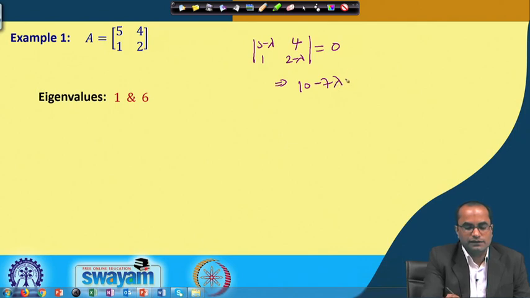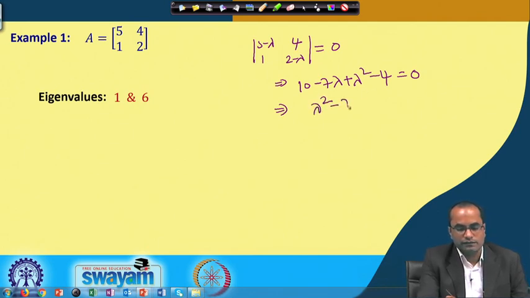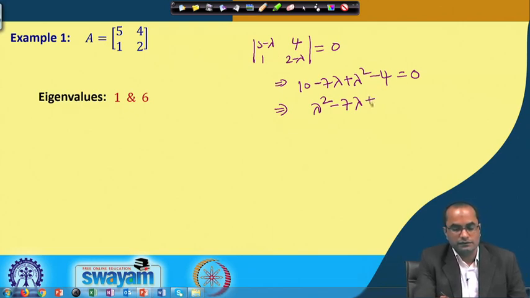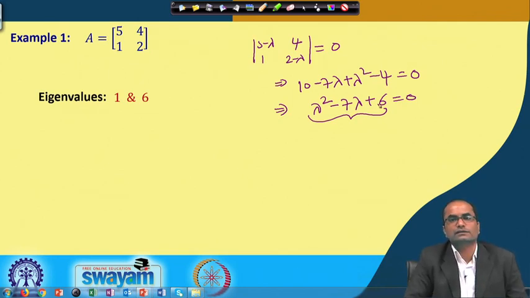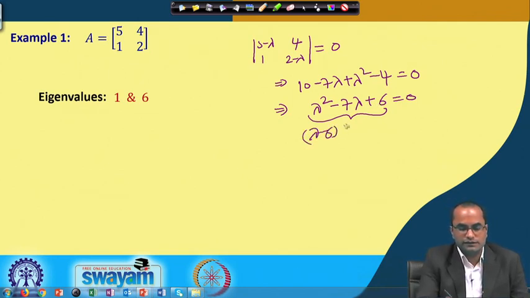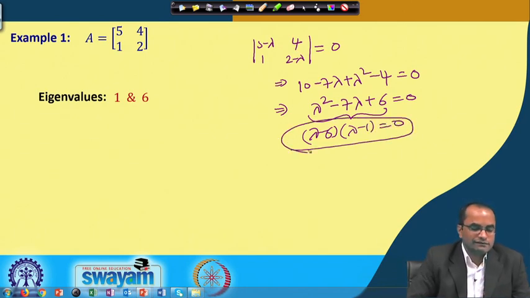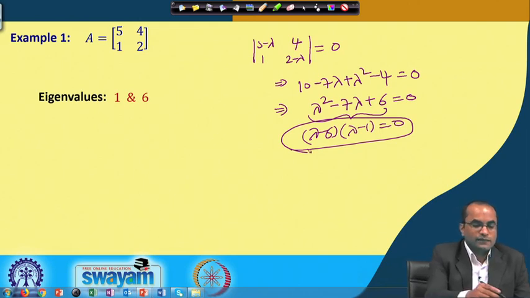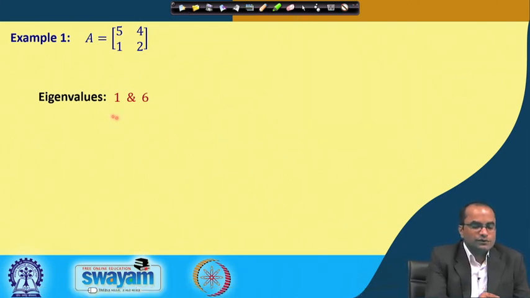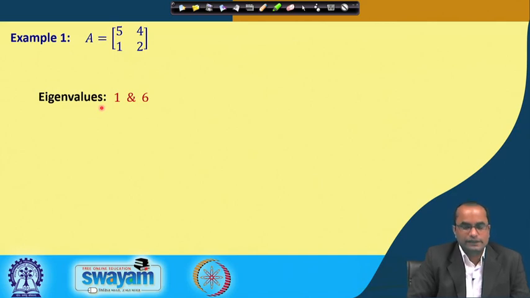So, minus 7 lambda plus lambda square, and then 10 minus 4 gives 6, is equal to 0. So, this is lambda square minus 7 lambda plus 6 equal to 0, and that factorizes to lambda minus 6 and lambda minus 1 equal to 0. So, here we get the eigenvalues as 1 and 6. Having these eigenvalues, now corresponding to each we have to find the eigenvector, and here we indeed have distinct eigenvalues.